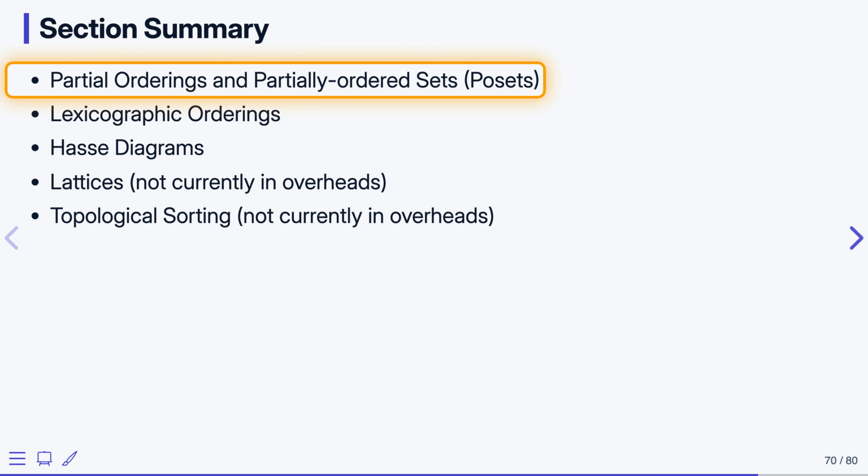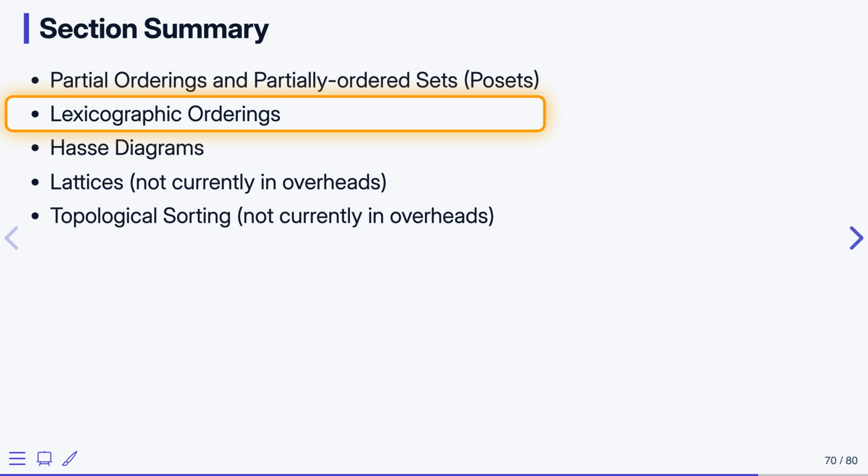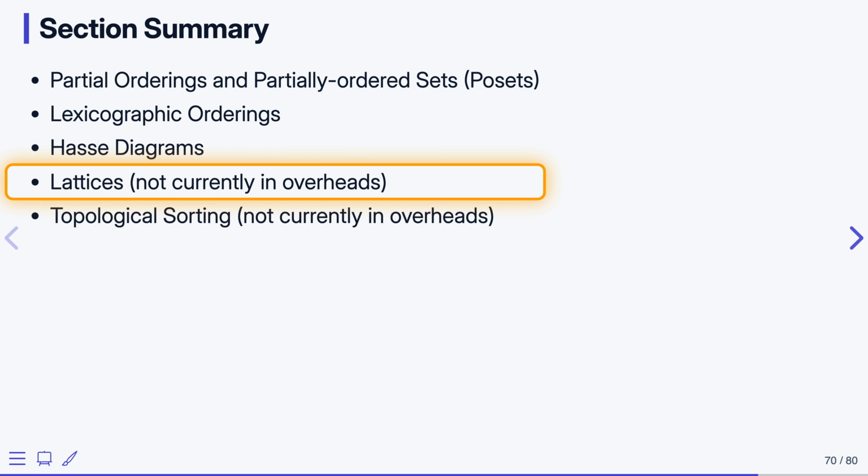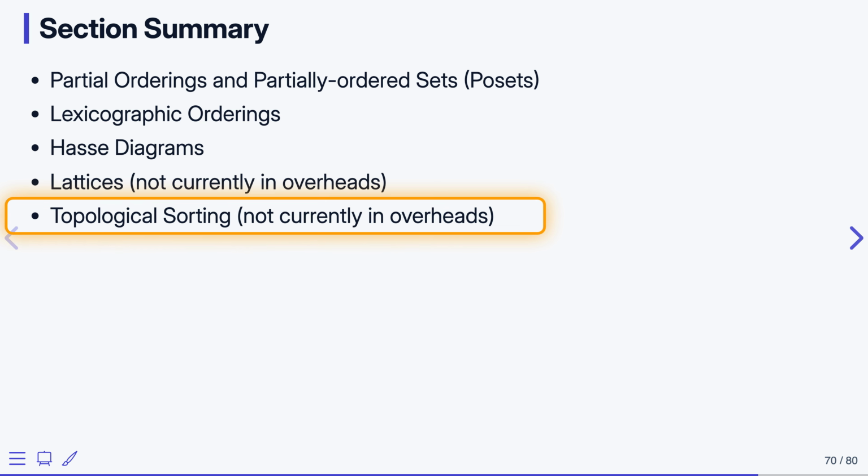This is the plan for this section. First, partial orderings and the sets they act on, called posets. Then lexicographic ordering, which is dictionary order. Then Hasse diagrams, which are neat pictures of an order. Lattices are not in these slides yet. And topological sorting is not in these slides yet either. Let's begin.